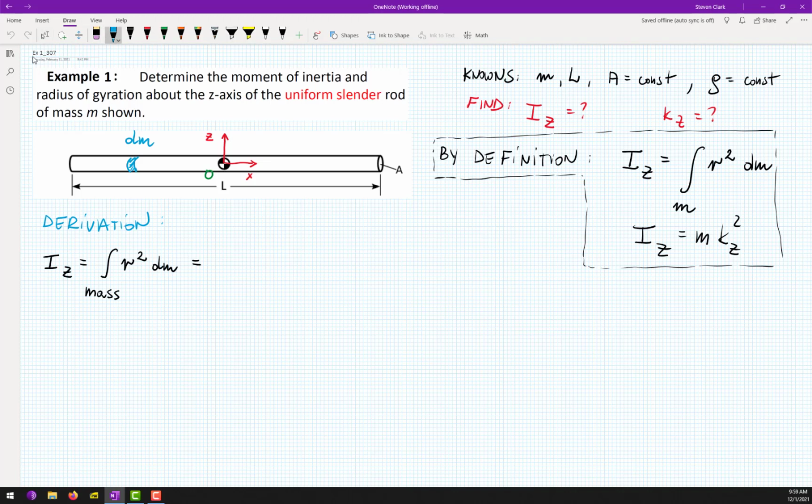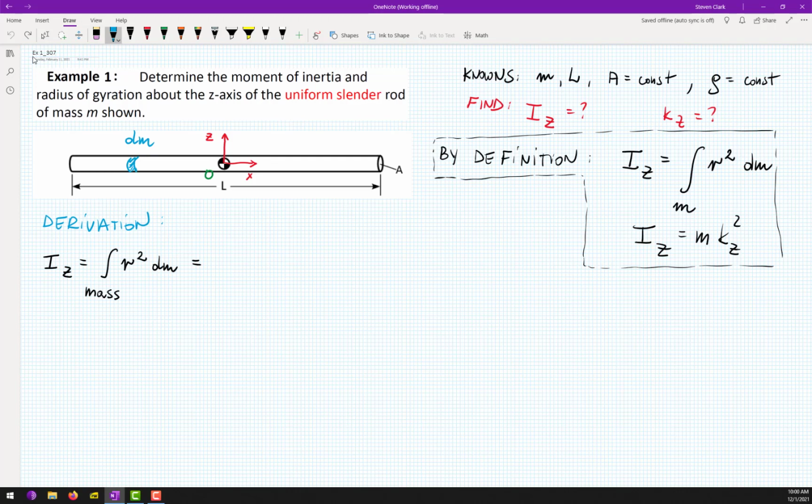Okay, so what do we have in here? We have a uniform cylinder rod, and they told us that it has mass M, length L, cross section A, that is constant, and density that is also constant, density rho. They ask us to find moment of inertia about, so IZ, which is obviously about this axis. And we're going to do it. And then they asked us to find radius of gyration.